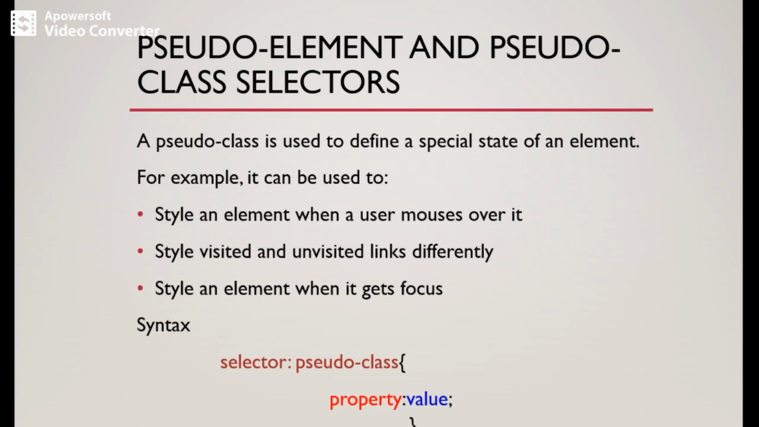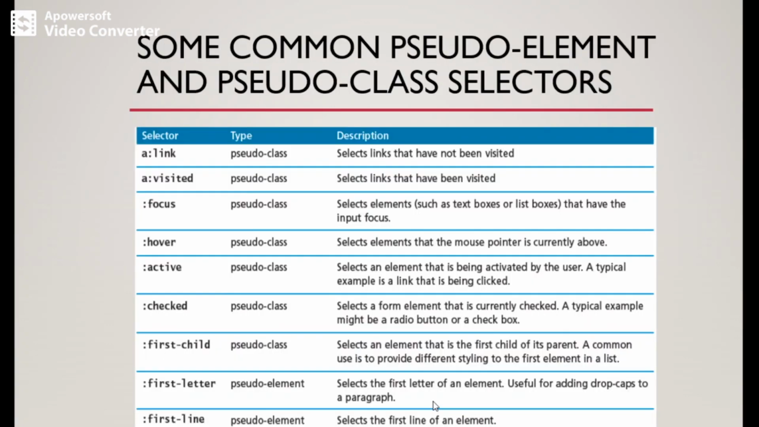Now, a pseudo class selector is used to define a special state of an element. For example, it can be used to style an element when a user mouses over it, style visited and unvisited links, or style an element when it gets focus. Same thing here: selector, pseudo class with a single colon, property value. This is the syntax. So we have some common pseudo element and pseudo class selectors.